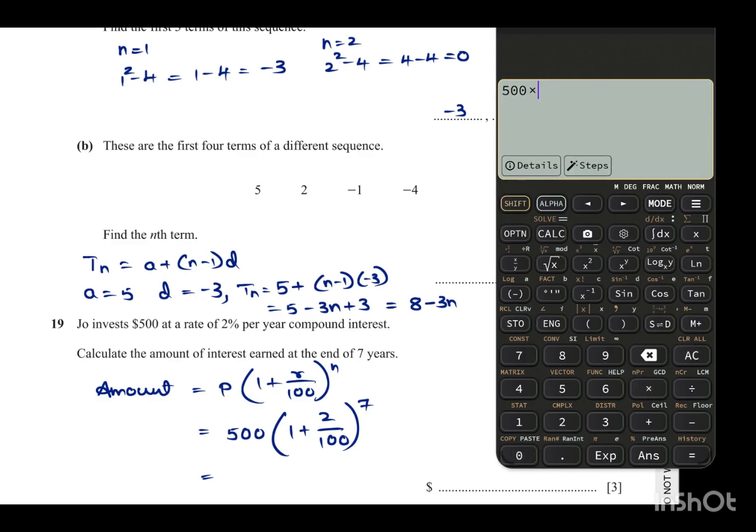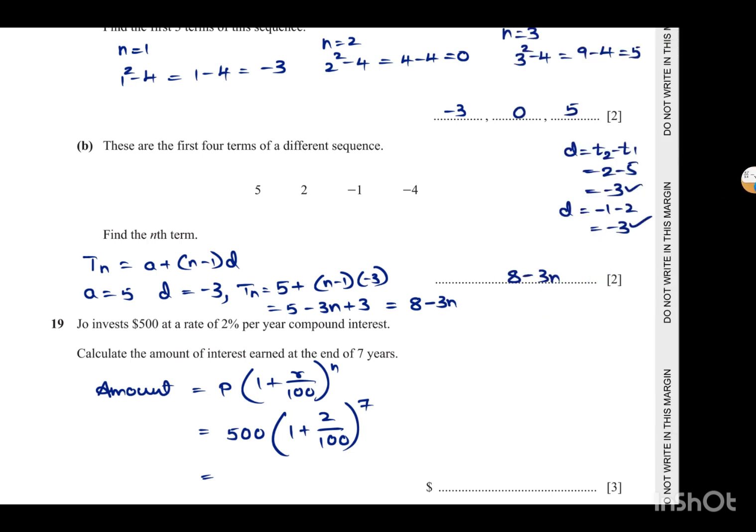500 into, open the brackets, 1 plus r by 100, that is 2 by 100, close the bracket, raised to 7. 574.342. 574.34 is enough, to 2 decimal places.